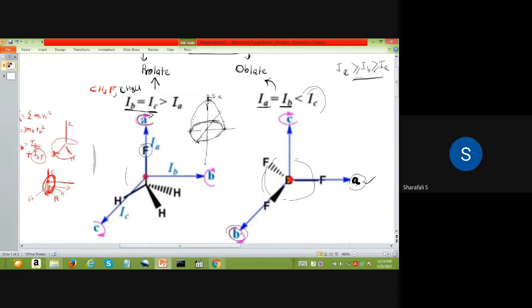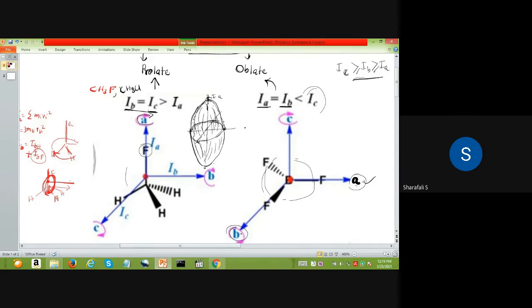And it will also have IA and IA. So basically, it will form a structure like this. It is a three-dimensional structure. So that molecule of inertia will be like this. And this structure is called a prolate molecule.